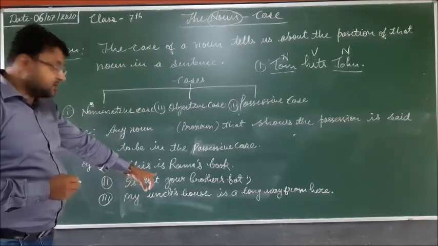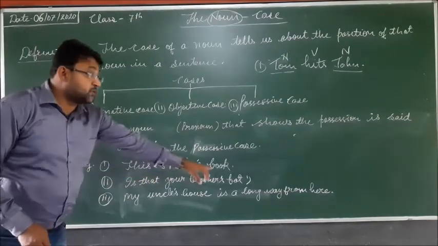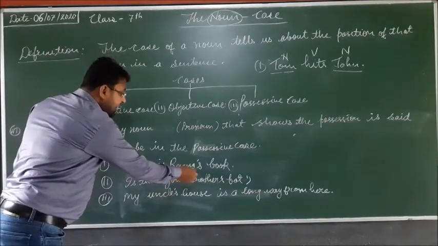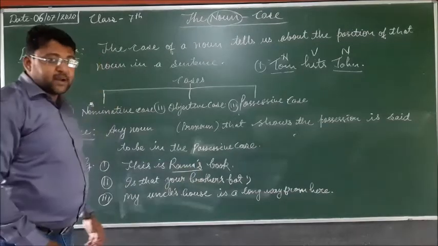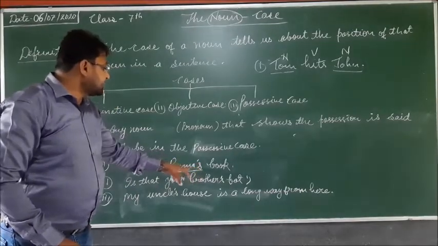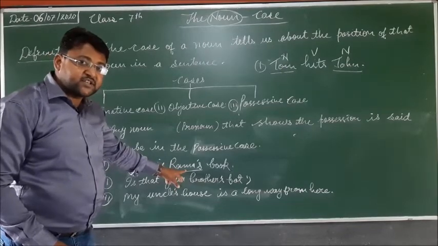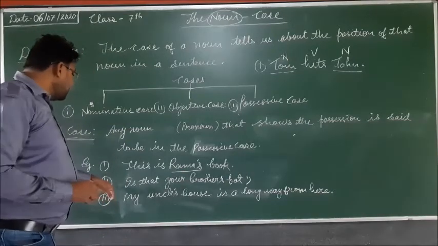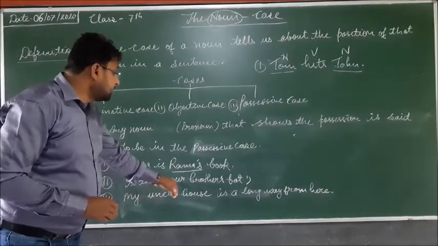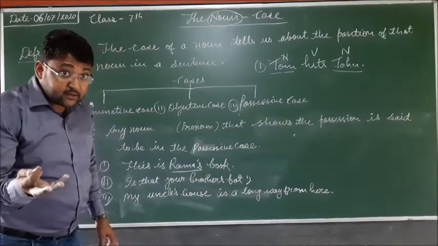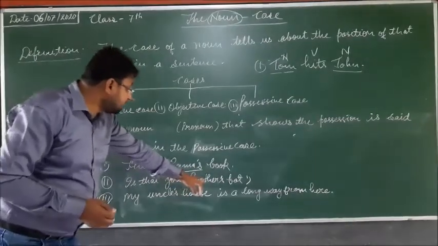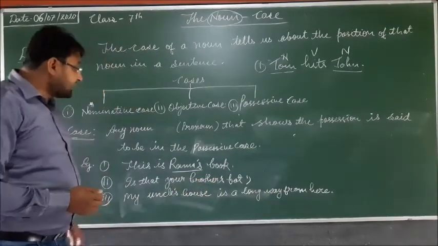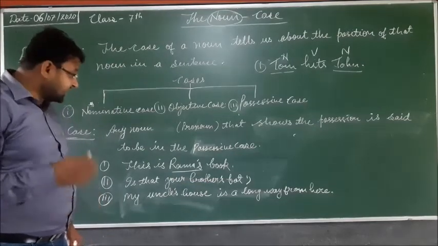In example you can see, this is Rama's book. Whose book? Rama's book. Here apostrophe s is applied with Rama, so that shows the possession. That is the possessive case. In the second example, that is your brother's bed. Whose bed? Brother's bed. Here also apostrophe s is used with brother, so that shows the possession, and that is the possessive case.